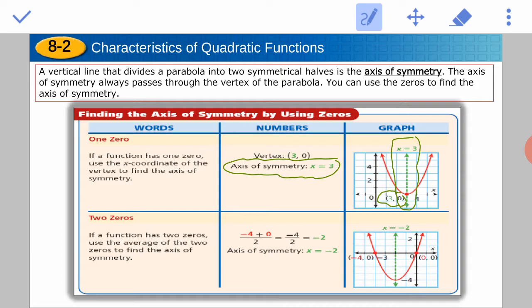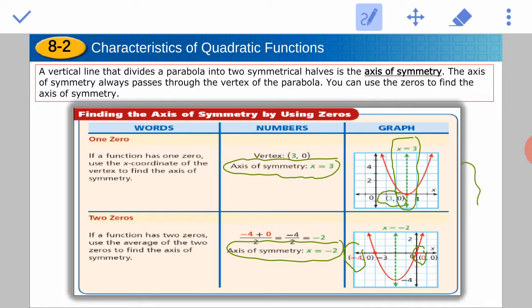Guys, sometimes we're not given the vertex coordinates and it's kind of difficult to read them from the graph, but we are given the 2 zeros. Can we use the 2 zeros, -4 and 0, to get the equation of the line of symmetry? Yes, you can take these 2 zeros, average them, add them. -4 plus 0 is -4, divided by 2 is equal to -2. So the equation of the axis of symmetry in this situation is x equals -2.